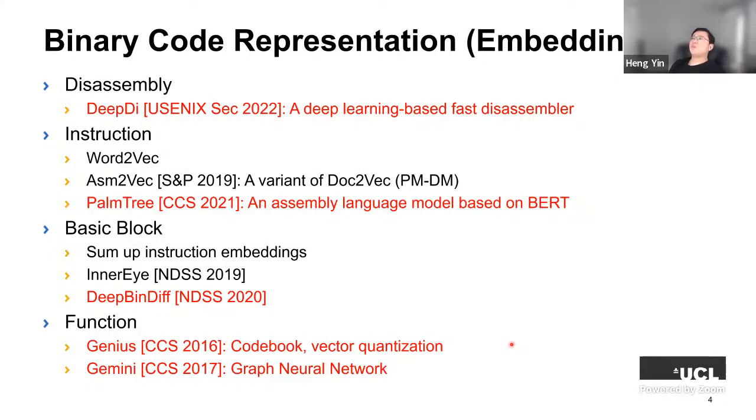That has to be very, very fast, because remember that deep learning needs lots of data, right? So you need a huge amount of data, and you have to process it. The first step is to disassemble the binary code, so the binary code disassembler must be really, really fast. Of course, it also has to be very accurate. So this is the first thing we need to do, and I showed you our recent publication, USENIX Security 2022. It's a deep learning based fast disassembler.